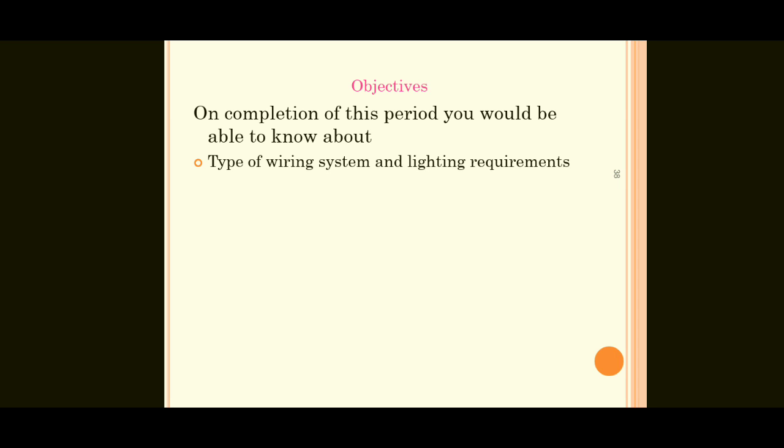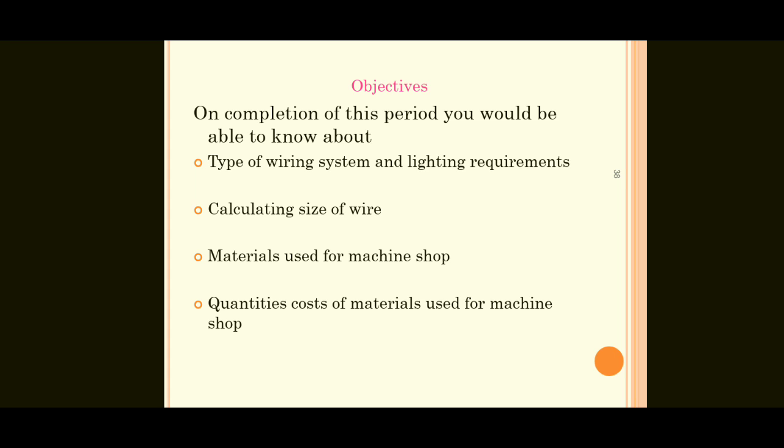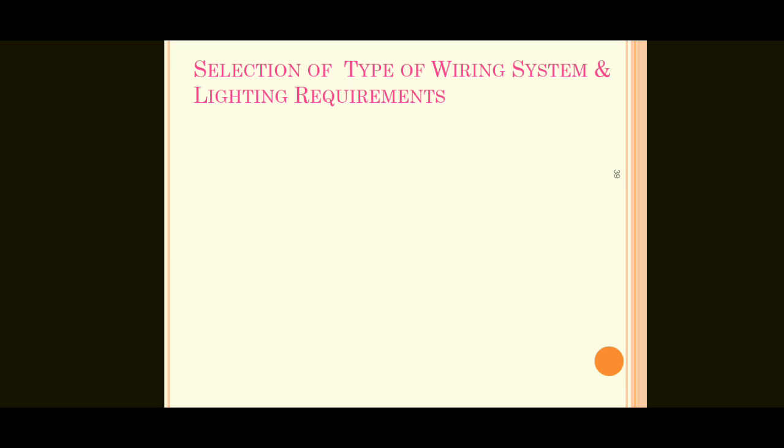Type of wiring system and lighting requirements. Calculating size of wire. Materials used for machine shop. Quantities and cost of materials used for machine shop. Estimation of materials used for machine shop.